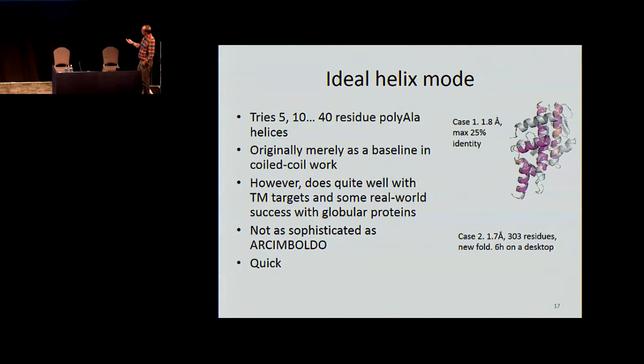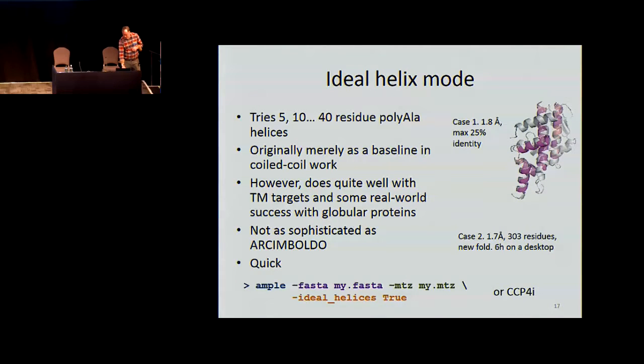This is the one I know the structure of. This is a much larger structure that we only heard about relatively recently. This, of course, is quite similar to what Arcimboldo does, and we're not doing anything anywhere near as clever as that. We're just trying to fit a bunch of helices, not trying to do any clever combination of hits. So it's not as clever, but it is quite quick, so it may be worth a quick try if your protein contains helices. And this is how you would do it. There's a flag for the command line, or again, it's very easily available through CCP4i.